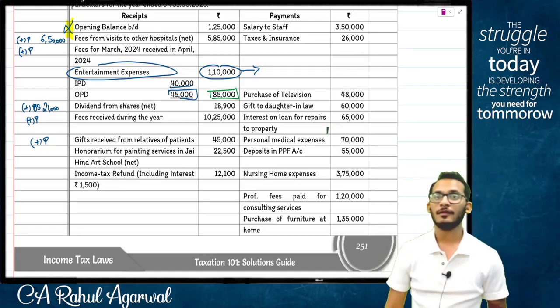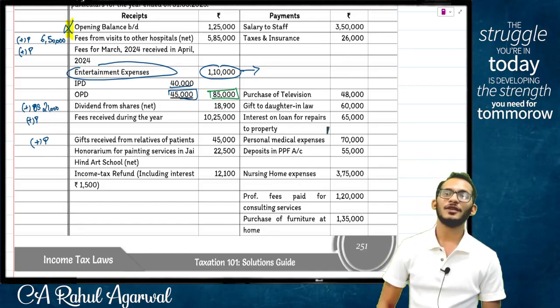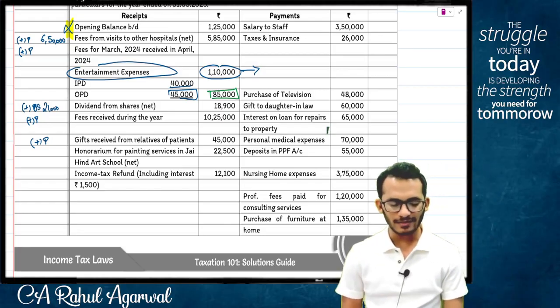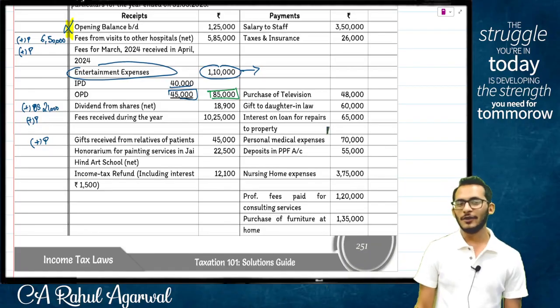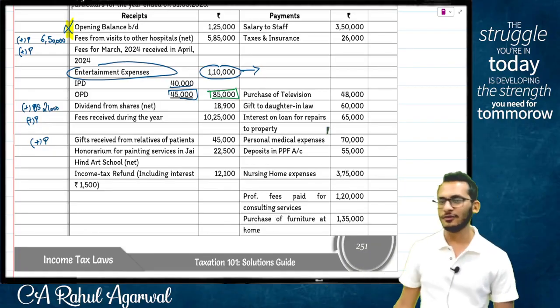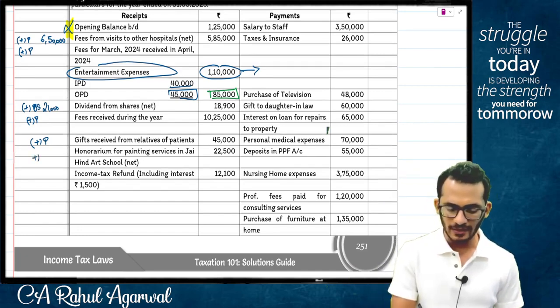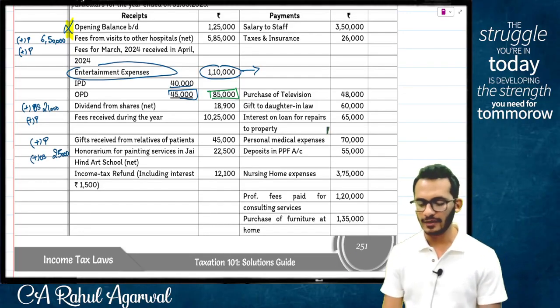Next, why have they given you the gifts? Because honorarium for painting services in Jai Hind Art School, 22,500. I'm a doctor also. I'm a painter also. I've done some paintings. This is taxable under IFOS. Again, people, given in net number 25,000.